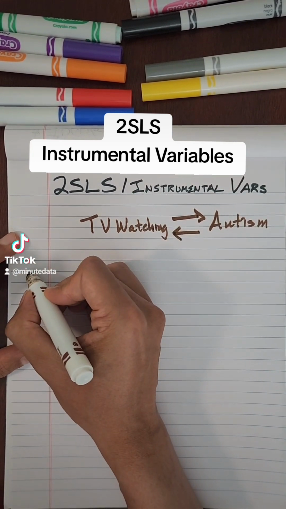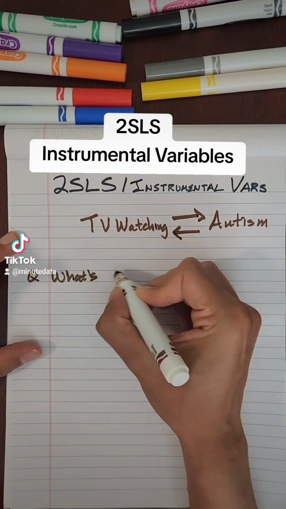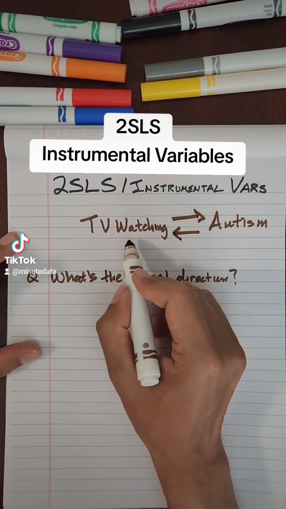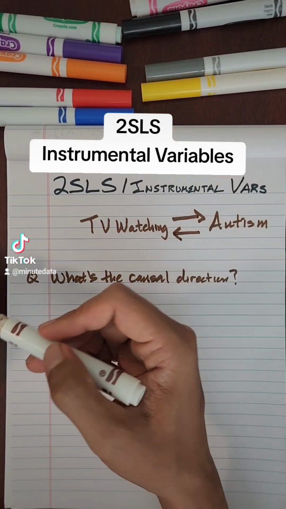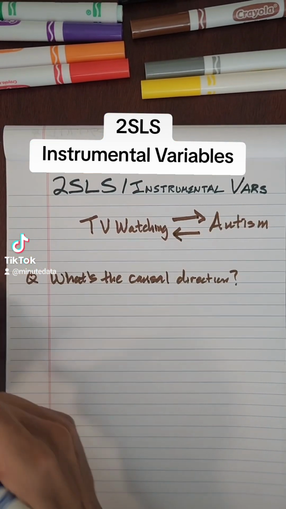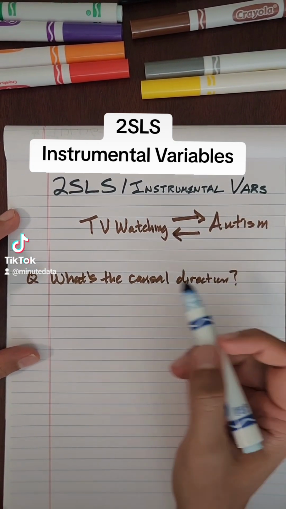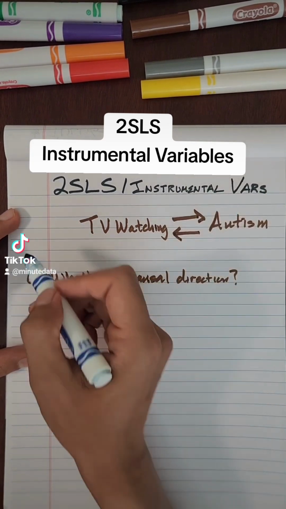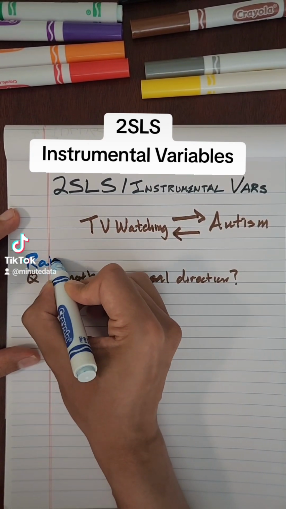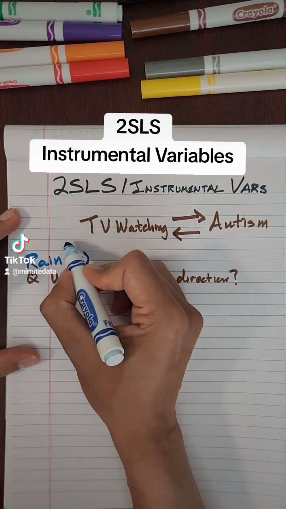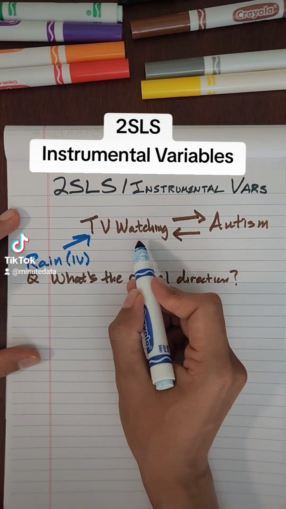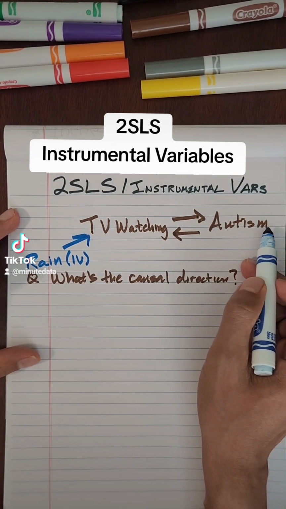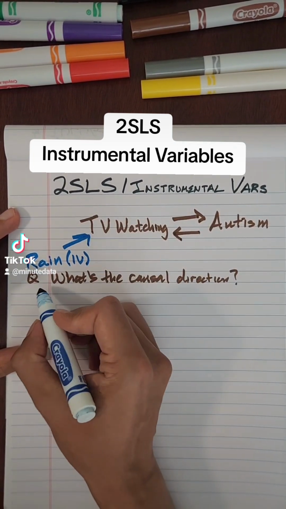So the question here is, what's the causal direction? Is it the case that watching TV causes autism, or does autism cause TV? So what we can do is actually use something known as an instrumental variable that correlates very strongly with watching TV, but not autism. Our example here will be rain. This will be our instrumental variable. Rain will cause folks to watch more TV since they're forced to be indoors more, but rain does not correlate to autism.